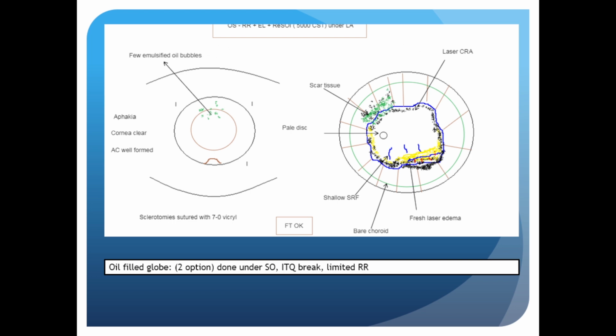So actually, an oil-filled globe has two options. Either we can go for the SOR, then we can do the surgery, or with the silicon oil in situ also we can do the surgery. So this surgery we have done with the presence of silicon oil inside. We just located an ITQ break, and limited RR was done in this patient, and the laser is done in this particular area. So we have just sealed the break and just we followed the patient next.